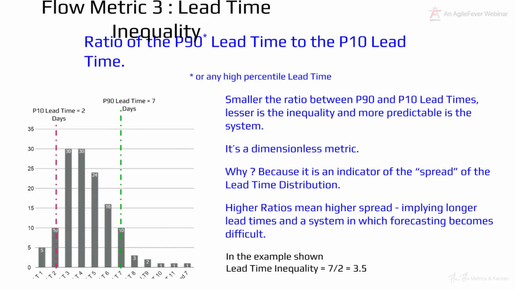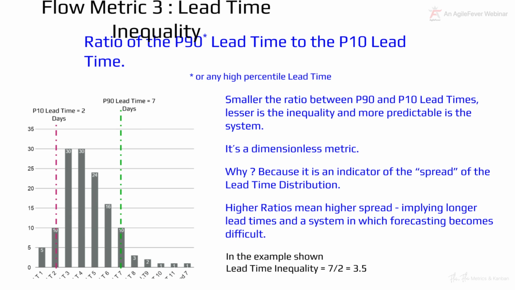Now, the third metric that we talk about is lead time inequality. Don't worry if it seems mathematical. It's not really mathematical. We are simply looking at how long it takes for us to deliver 10% of the tickets and comparing it with how long it takes for us to deliver 90% of the tickets. Why is this a very interesting metric? The reason is that this indicates how much your lead times are stretching.